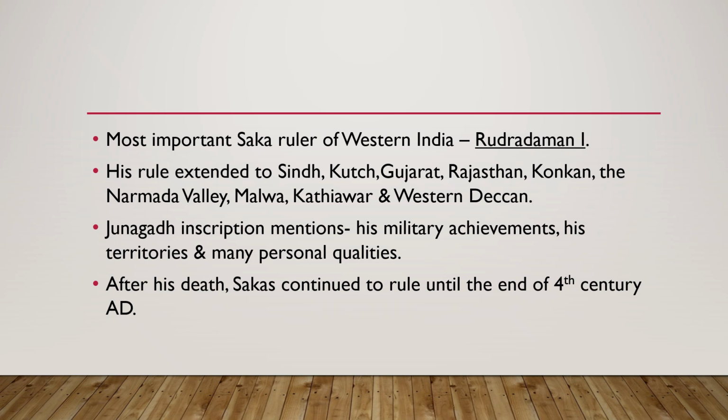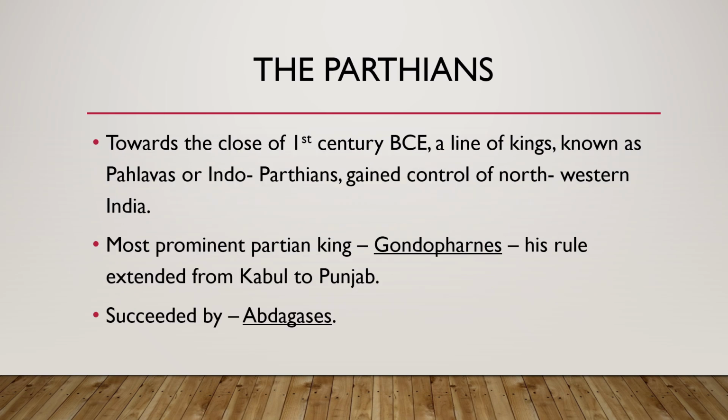His military achievements, his territories, and his many personal qualities are highlighted in the famous Junagadh inscription. And after the death of Rudradaman, the Shakas of this area continued to rule despite occasional upsets until about the end of the 4th century AD. Now we come to the Parthians.